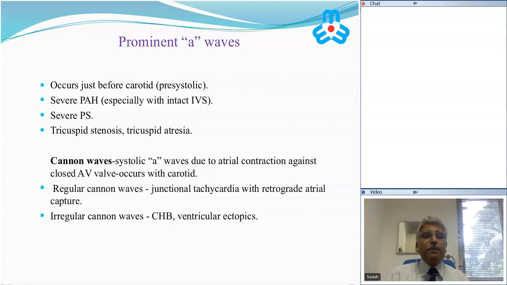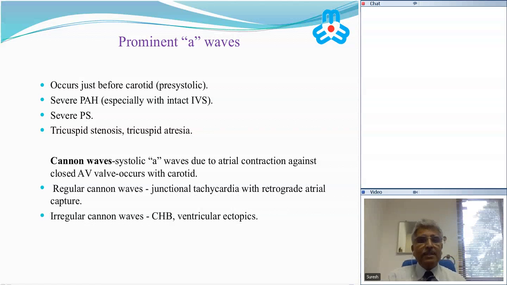There are some peculiar A waves also. You say that they are Cannon waves when you find the A waves in systole due to an atrial contraction against a closed AV valve, like a volley from a cannon that comes abruptly, leads to your attention and disappears. So Cannon waves are systolic A waves, due to atrial contraction against a closed AV valve, and this will occur with the carotid pulsation.